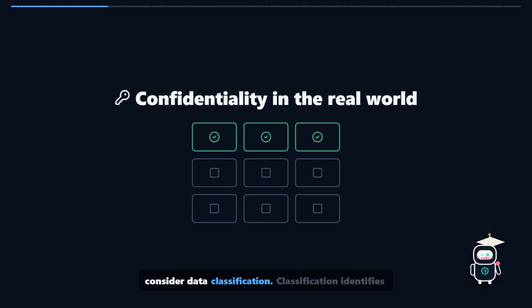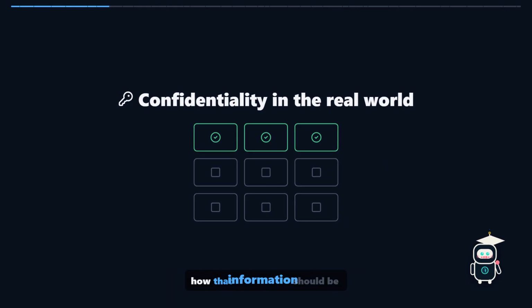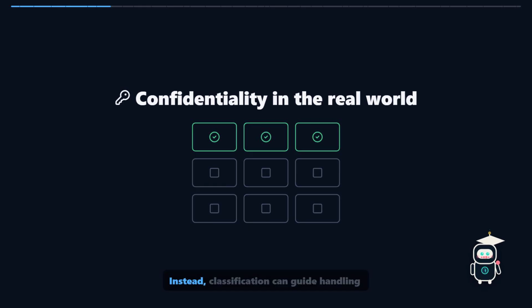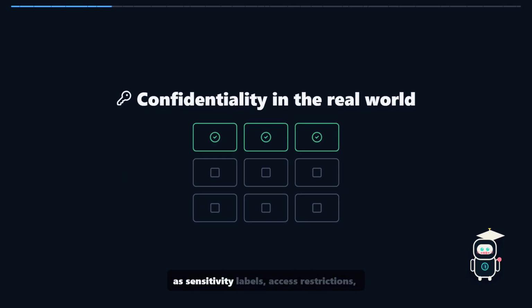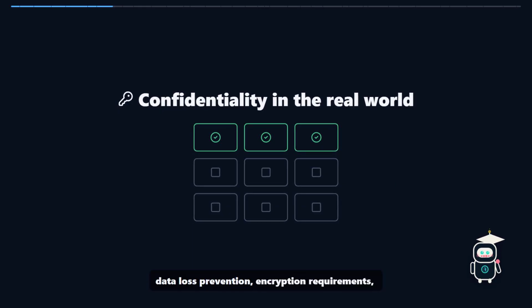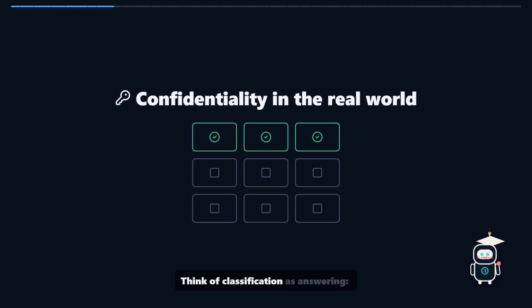Now consider data classification. Classification identifies how sensitive or important information is, so the organization knows how that information should be handled. Classification by itself doesn't prevent someone from placing a file in the wrong location. Instead, classification can guide handling requirements and drive controls, such as sensitivity labels, access restrictions, data loss prevention, encryption requirements, retention rules, or additional review. Think of classification as answering: How sensitive is this information, and what protections should follow from that?